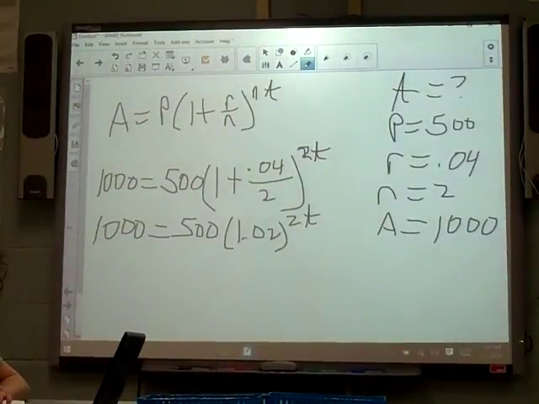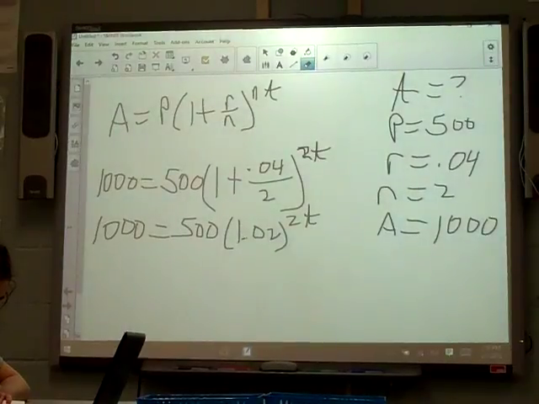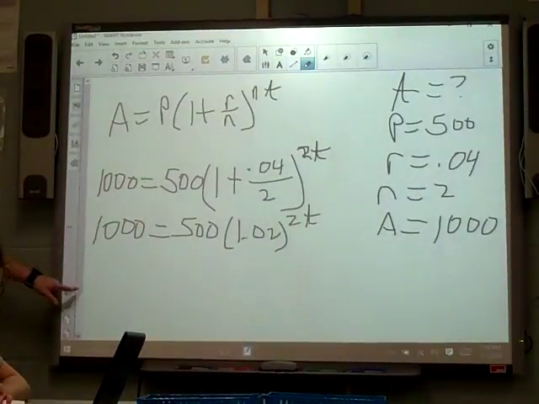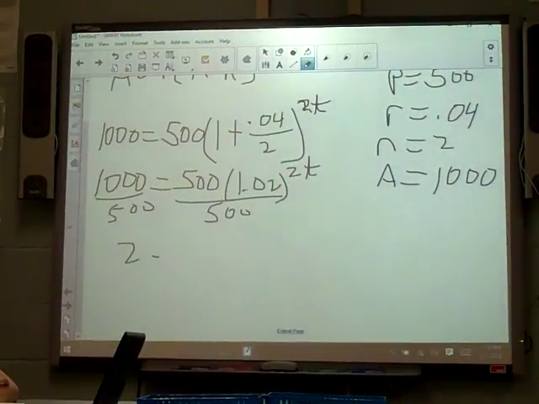Now we're trying to solve for t. That 2t is only, like I said, on the 1.02, so I need to get rid of the 500. What would my strategy be to get rid of the 500? Good, it's being multiplied, so we're going to divide it. So 1,000 divided by 500 is 2. Would equal 1.02 to the 2t power.